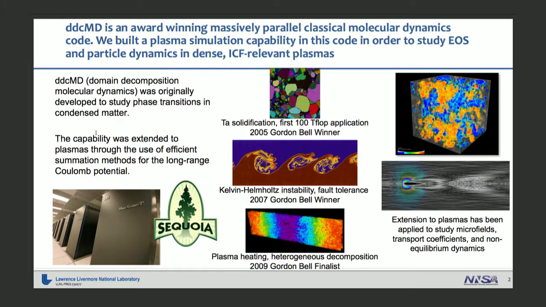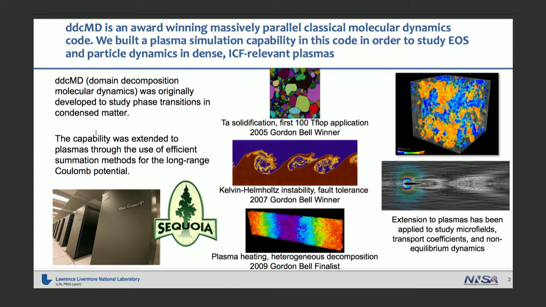So the Cimarron collaboration was a LDRD effort that was led by Frank Graziani, and the effort there was to develop a large-scale molecular dynamics code that was capable of addressing problems in plasma physics. So our starting point for Cimarron was this code called DDCMD, which is dynamically domain decomposed molecular dynamics, or something to that effect.